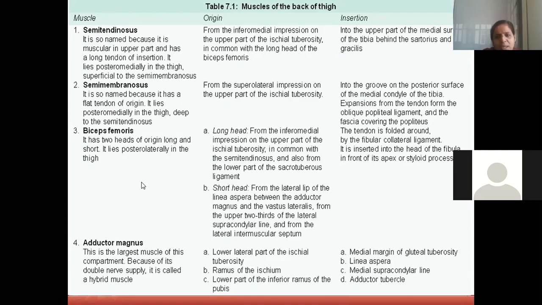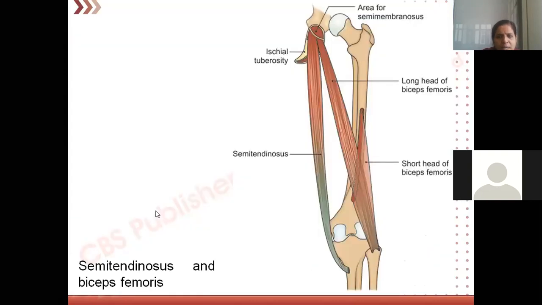Then this semitendinosus is quite easy, beta. Origin and insertion, I'll take the help of a picture to help you understand. See here, this is the ischial tuberosity, the uppermost part of the ischial tuberosity. You can see it is giving origin to semimembranosus. Semitendinosus comes just below the origin of semimembranosus. Then adjacent to that, laterally, we have the long head of biceps. The short head of biceps actually comes from the lateral lip of the linea aspera, in the lower two-thirds.